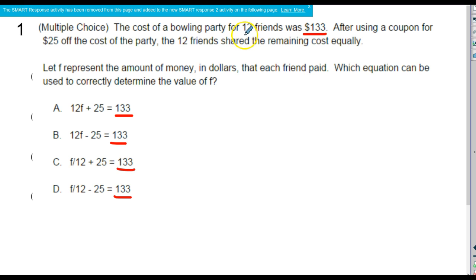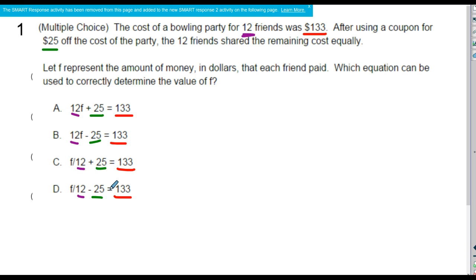We know that there's 12 friends at this party, and so we have a 12 in each of our equations. But you'll notice sometimes we're dividing by 12, sometimes we're multiplying by 12. So that's one we're going to think about in just a moment here. And lastly, we have $25 off the cost. So if you look, we have $25 off the cost in each one of our equations. So we have to think about this now for a moment.